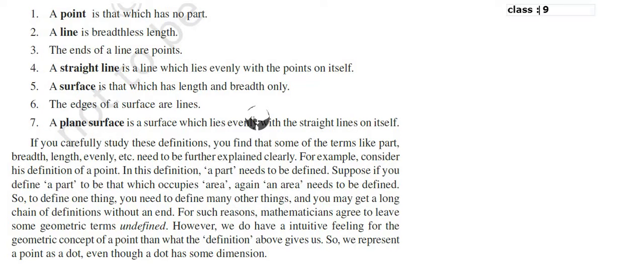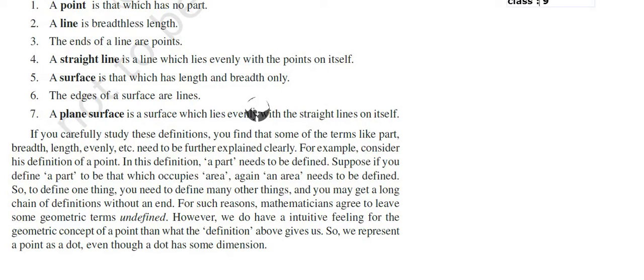In the last class we discussed the undefined terms like a point, a line, a straight line, a surface, a plane surface, all these things in Euclid geometry. These are the undefined terms in Euclid geometry. And this chapter is more of a theoretical concept than practical problems. So we have more theoretical things to learn in this.